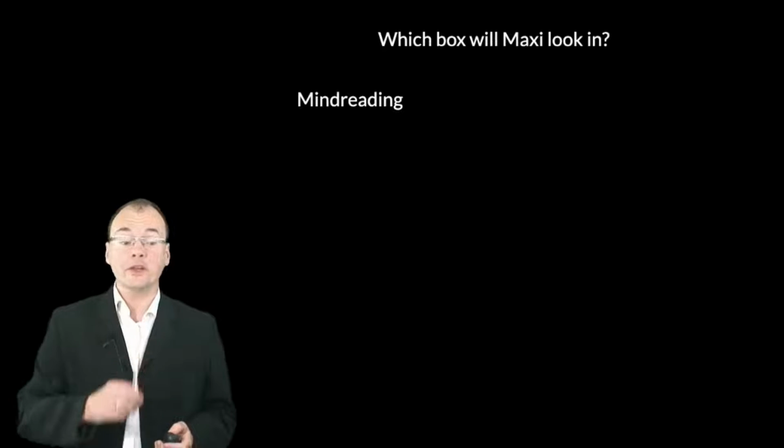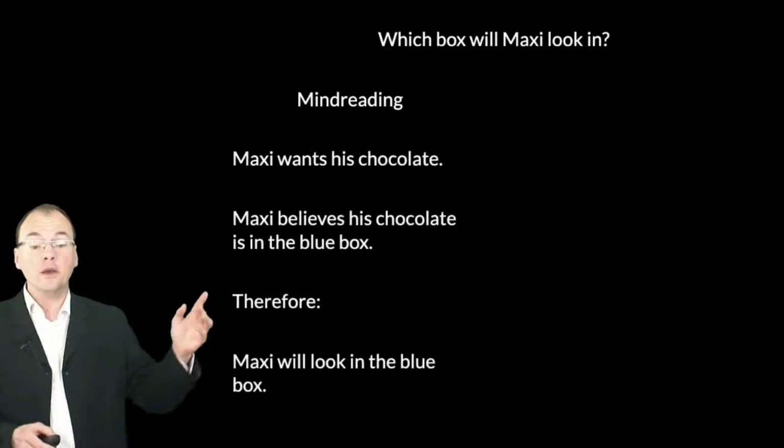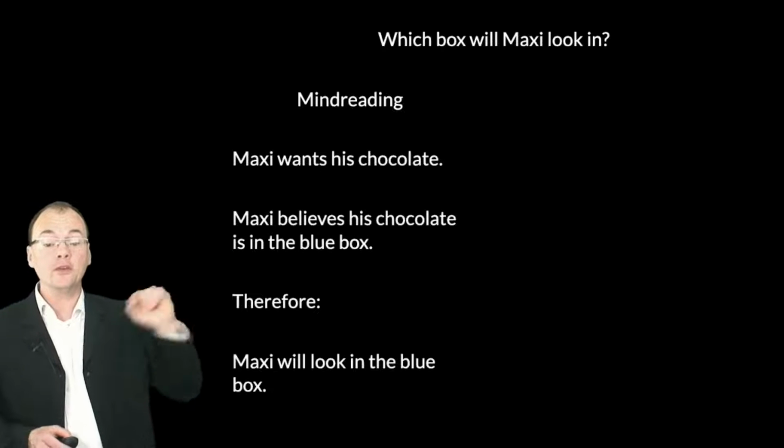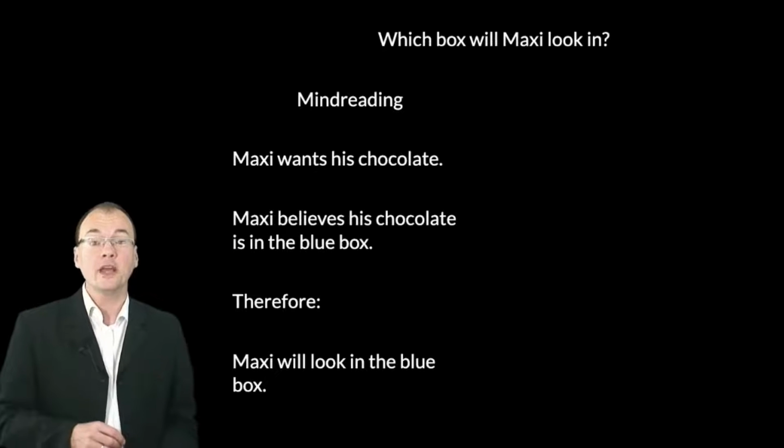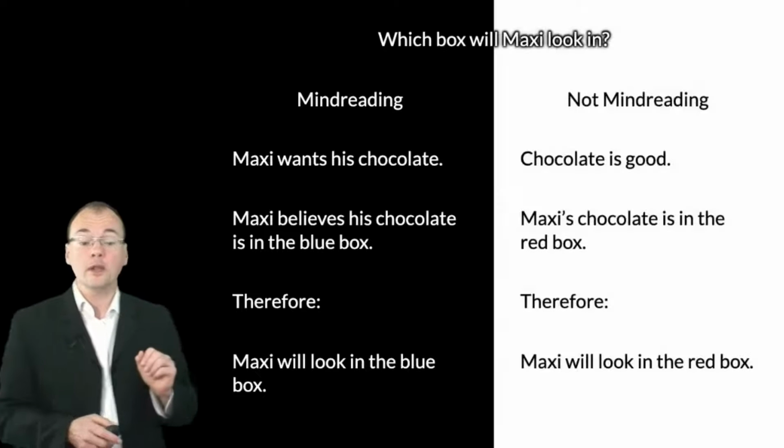And you're a mind reader. So what you do is you think to yourself, well, Maxi wants his chocolate. He believes his chocolate is in the blue box. Therefore, Maxi will look in the blue box. Very good. Nice prediction.